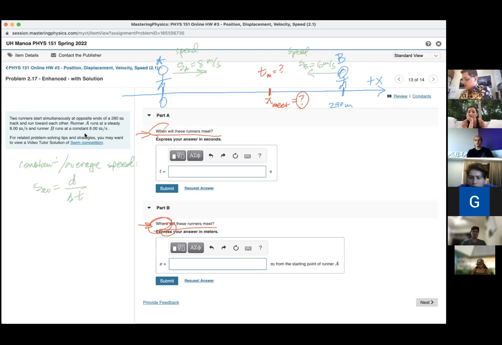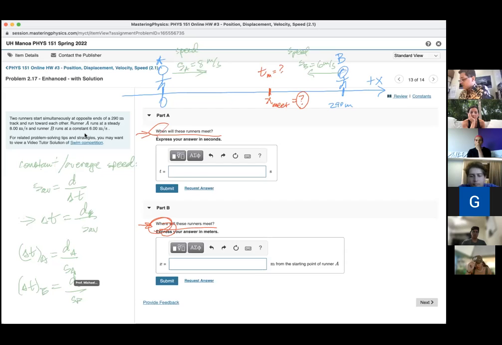I want to get this as an expression for the time. And that way I'll be able to equate the time for each of the two runners. The time for runner A is going to be equal to the distance that runner A travels divided by the speed that runner A is traveling. And the time for runner B is going to have a similar expression.